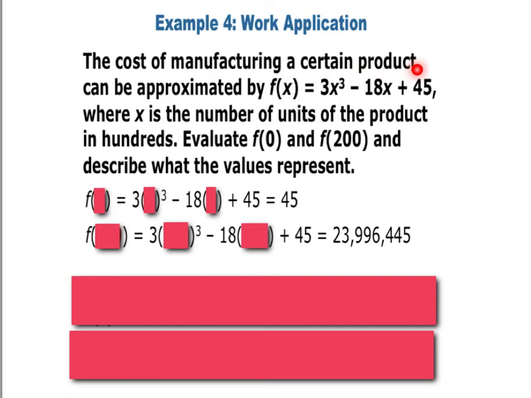Okay? All right, so let's go ahead and uncover this. So I'm going to plug 0 in for x, and if I plug 0 into the function here for x, let me uncover each one of these. I'm plugging 0 in for x for each one of these, and then we're going to simplify. I end up with 45. So the cost is 45.